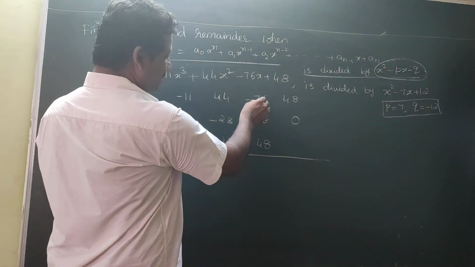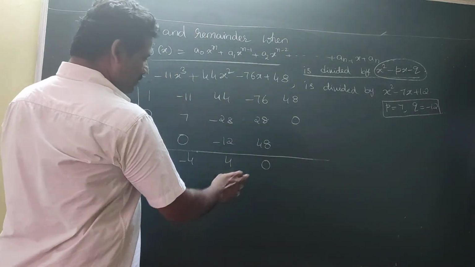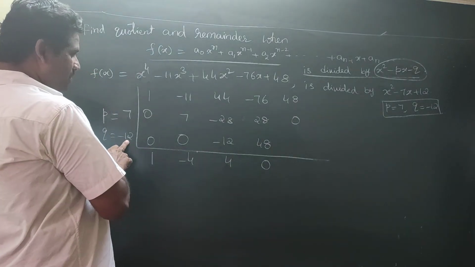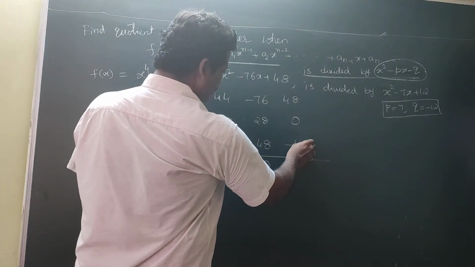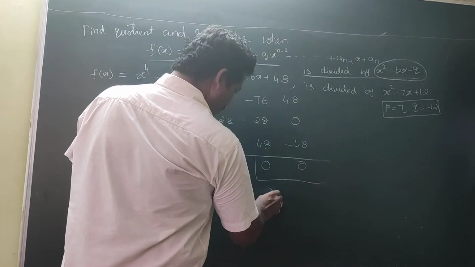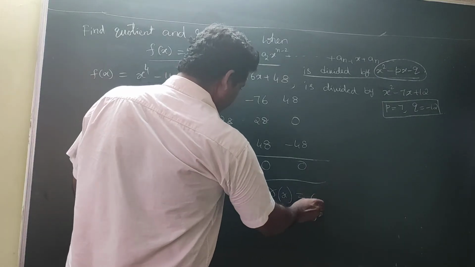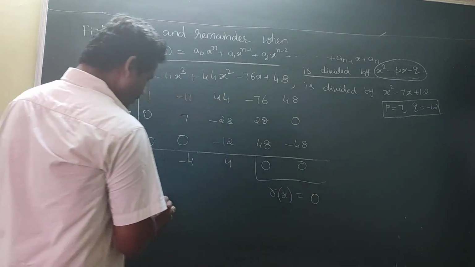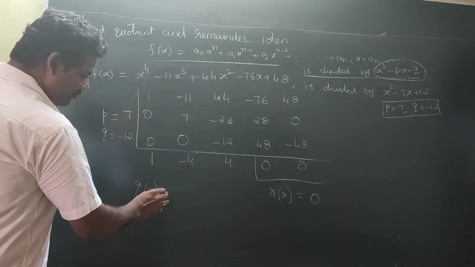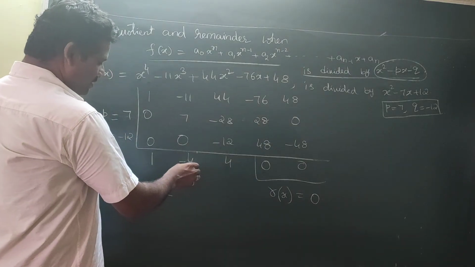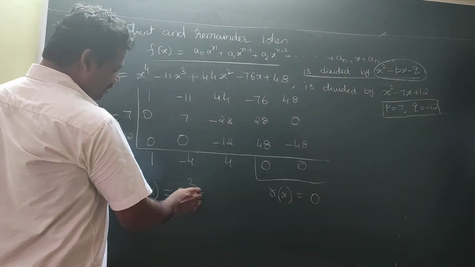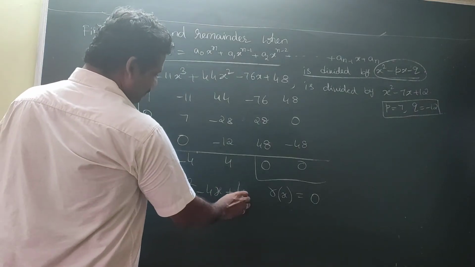48, 28, 76 minus 76, 0. 0 before 4. 4 into minus 12, minus 48. 0. What is the remainder? 0. 0 into x plus 0. And what is the quotient? Constant, x term, x square. x square minus 4x plus 4.